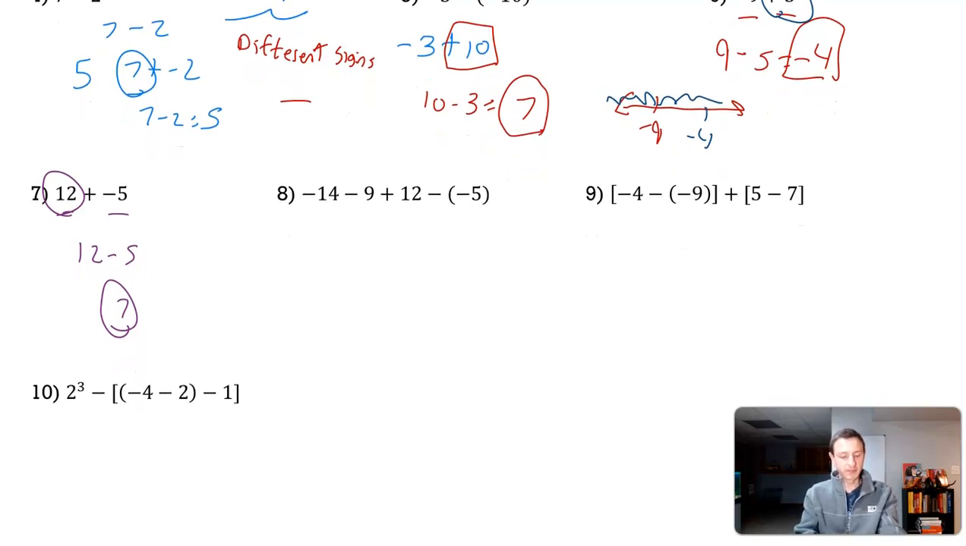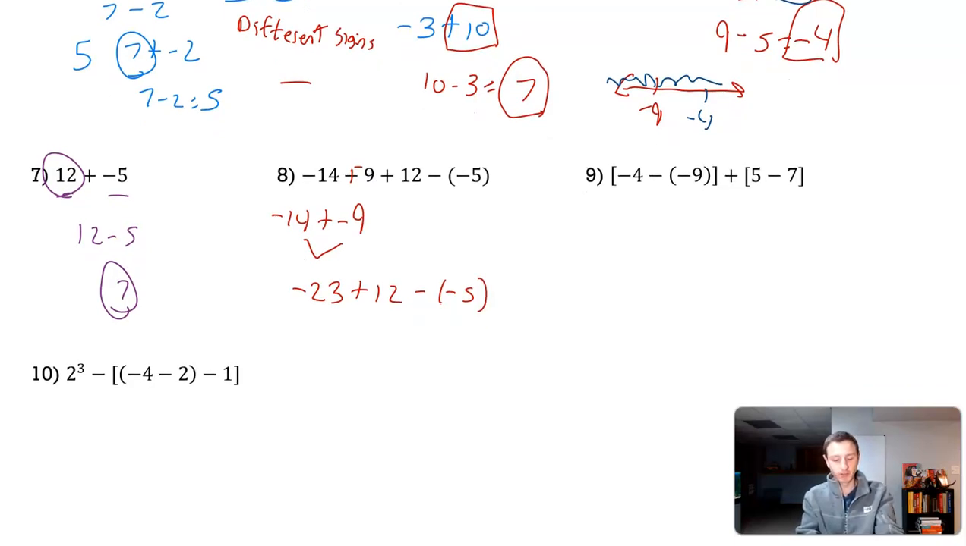Now in number 8, we have a couple of operations going on. We have negative 14 minus 9 plus 12 minus a negative 5. Just thinking of order of operations, go left to right. Negative 14 minus 9 is going to be negative 14 plus negative 9, because that's key. Flip, change. Now they're both negative, so I do 14 plus 9, which is 23. So negative 23 plus 12 minus negative 5.